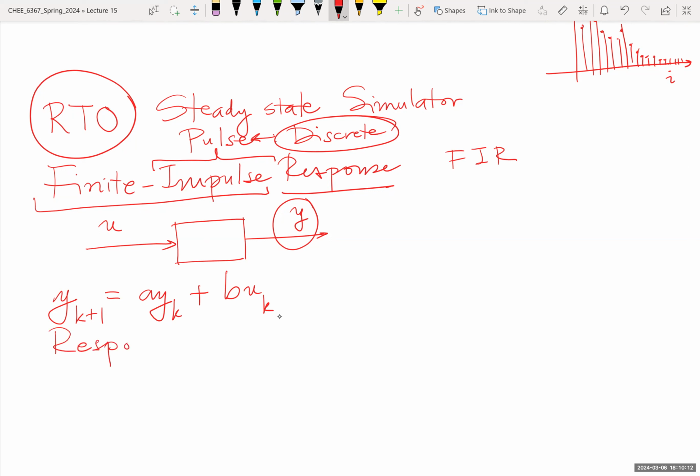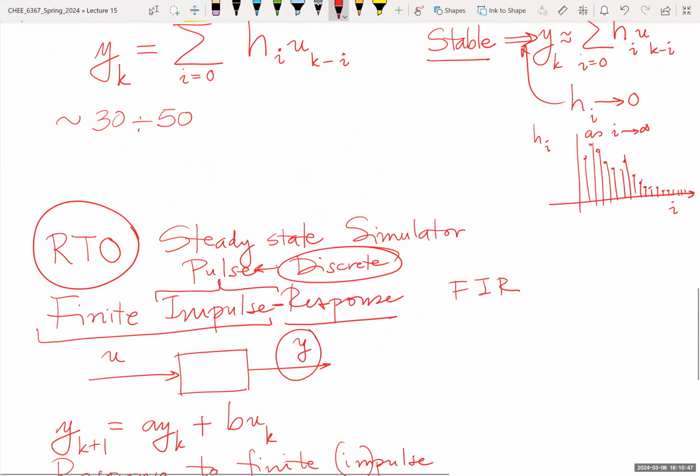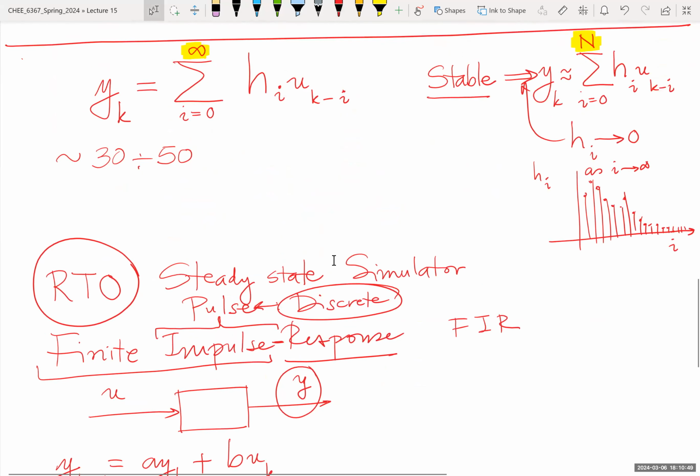So we're going to see the response to a finite impulse, and in fact, it's in discrete time, so it's a finite pulse. So my input is going to be a finite pulse. Well, finite actually refers both to the impulse and to the response. So this is a finite impulse response. What is the difference? Well, the response is finite in the sense the response doesn't blow up. The system is, again, stable.